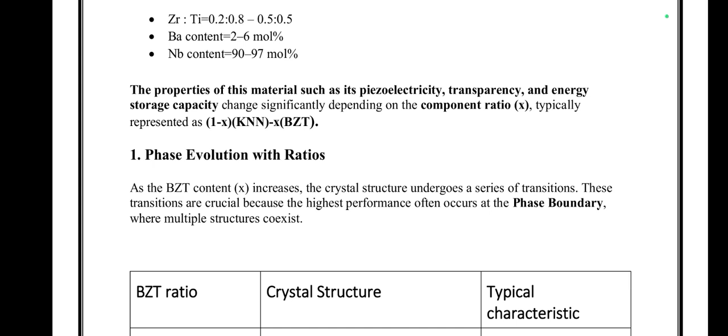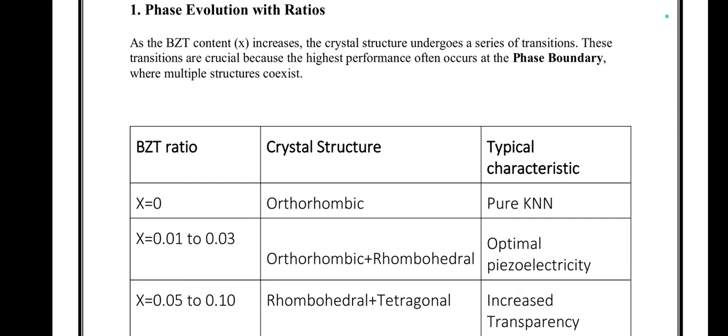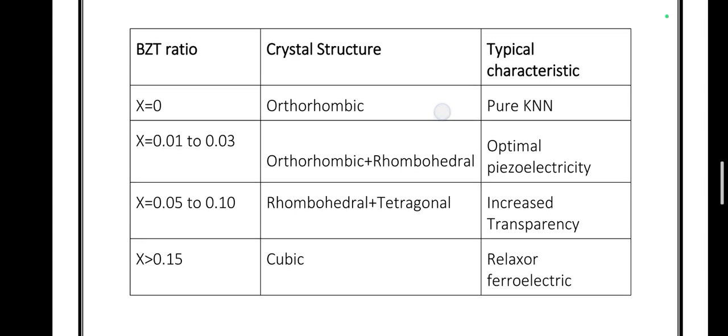Phase evolution with ratios. As the BCT content x increases, the crystal structure undergoes a series of transitions. These transitions are crucial because the highest performance often occurs at the phase boundary where multiple structures coexist. If x is equal to 0, there is no BCT component, then the crystal structure is orthorhombic and its characteristic is pure KNN.